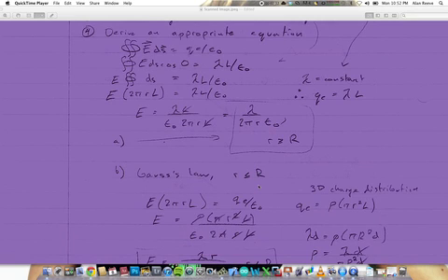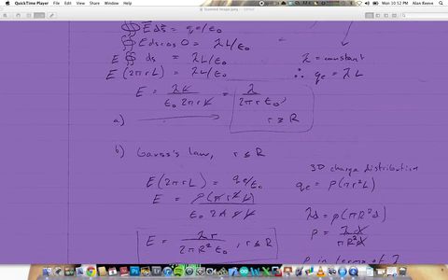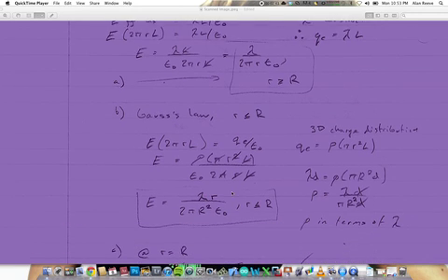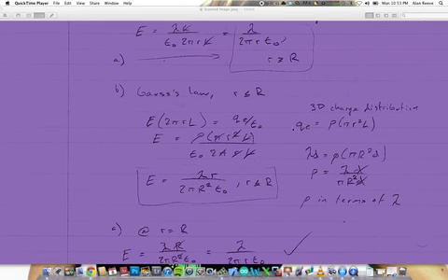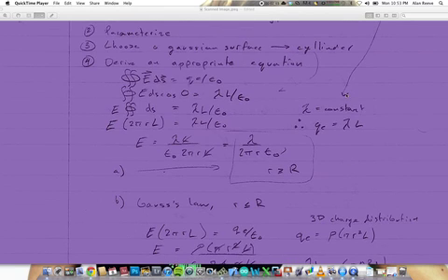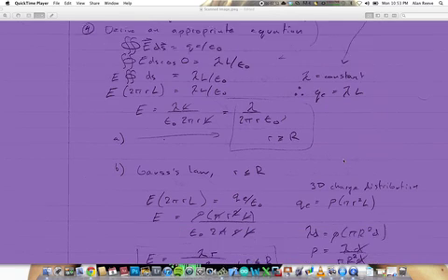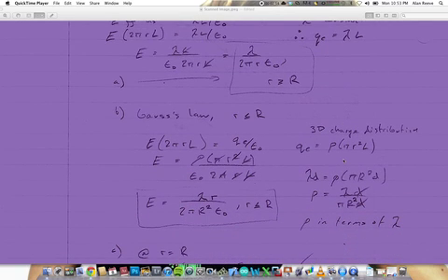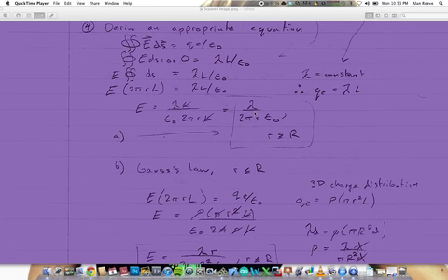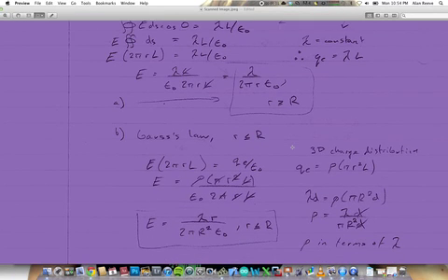And then for part B, you do the same thing. You use Gauss's law. The only difference is that you use a 3D charge distribution instead of the 2D charge distribution. And the reason for this is to differentiate between this equation and this equation.